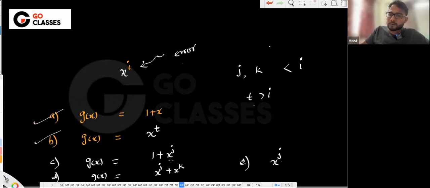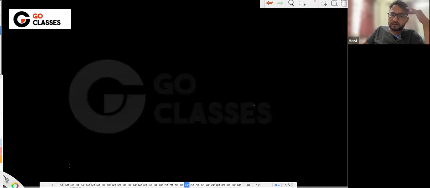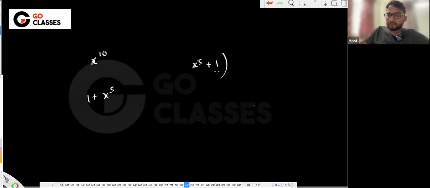Now 1 plus x power J. Do you think it can divide or not? How to identify? I don't think it can divide, right? You can take a concrete example. Let's suppose this is x power 10, and this is 1 plus x power 5. You can check it is not able to divide.